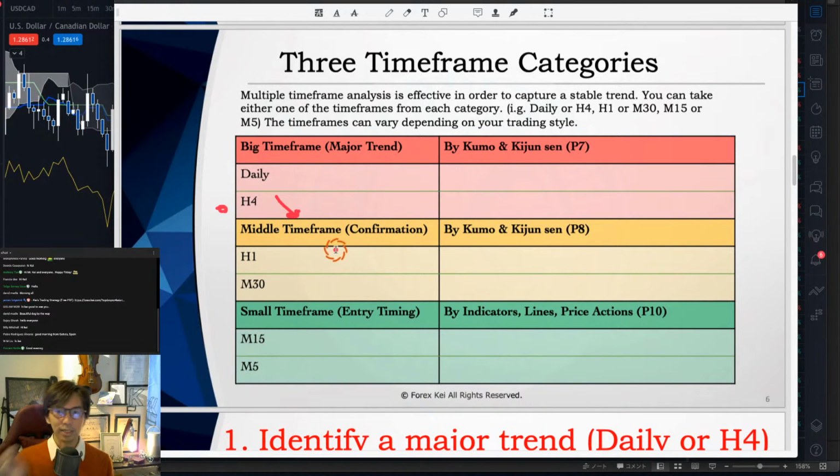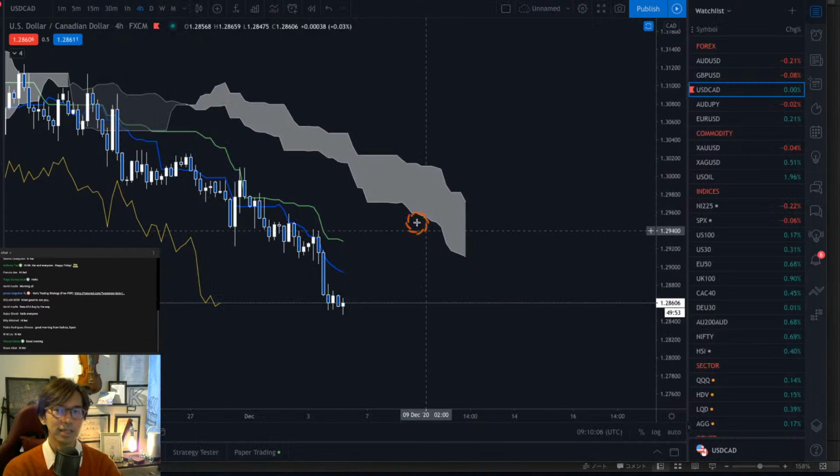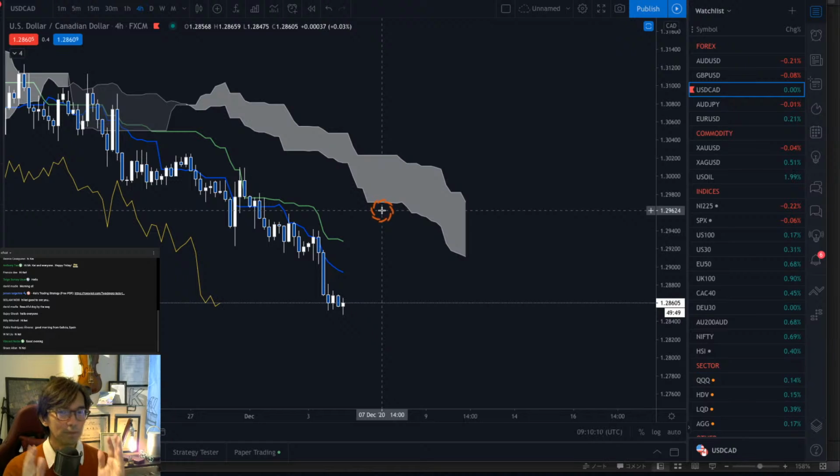Okay, and then I will move down to the 1 hour or 30 minute to confirm this downtrend. Just because I see the 4-hour chart downtrend, it doesn't mean that I take the sell immediately. I want to confirm this downtrend in the mid time frames, 1 hour or 30 minute time frame.